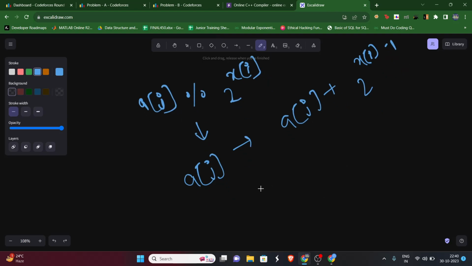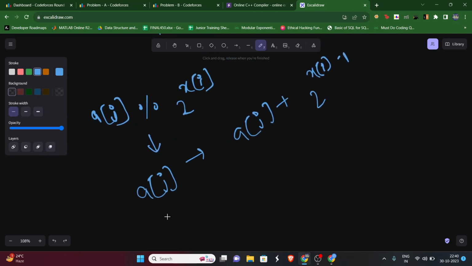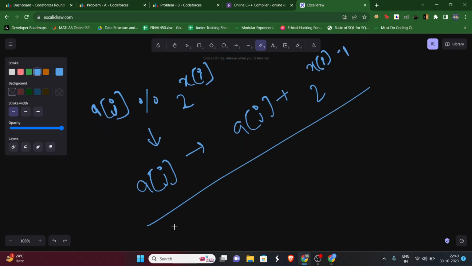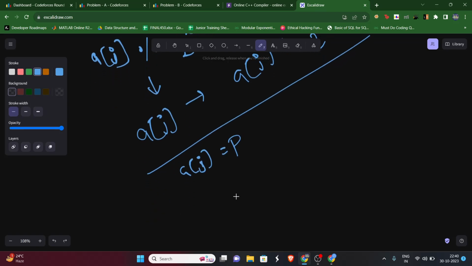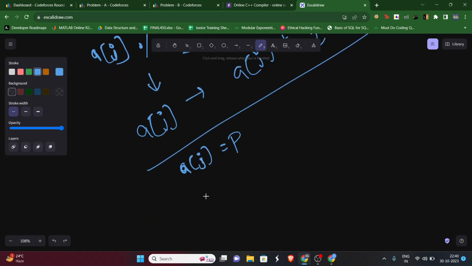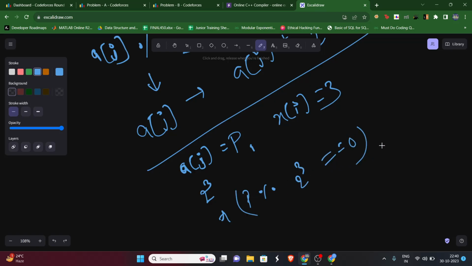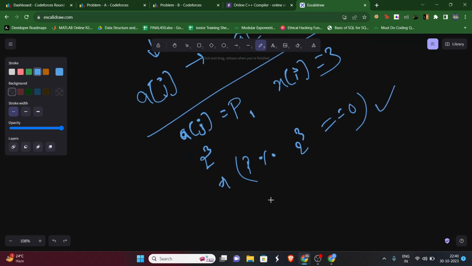Now instead of i and j, let's say A of j was p, and it was divisible by 2 to the power 3. That is, X of i is, let's say, 3. So our first statement is p modulo 2 to the power 3 equals 0. Yes, this is correct. Then we will replace p by p plus 2 to the power 3 minus 1. That's what the question says.